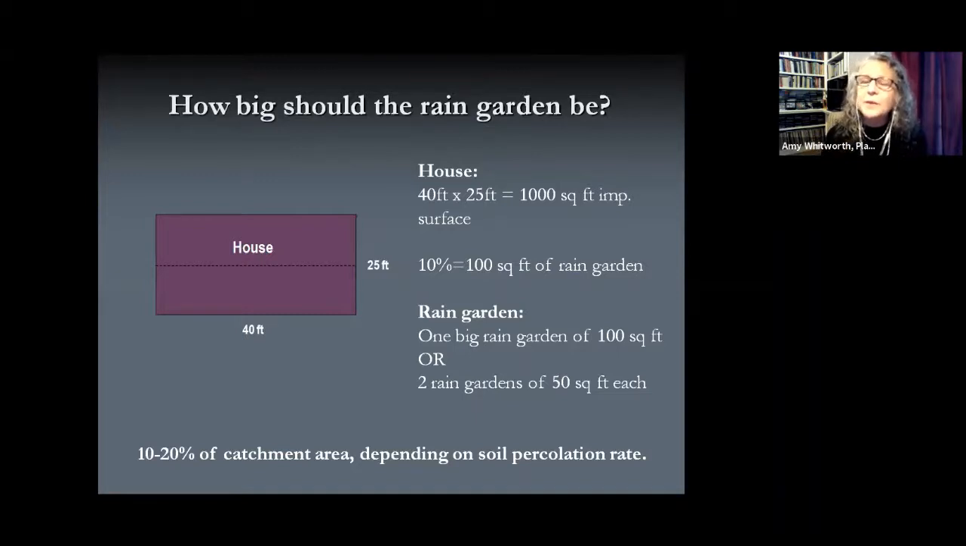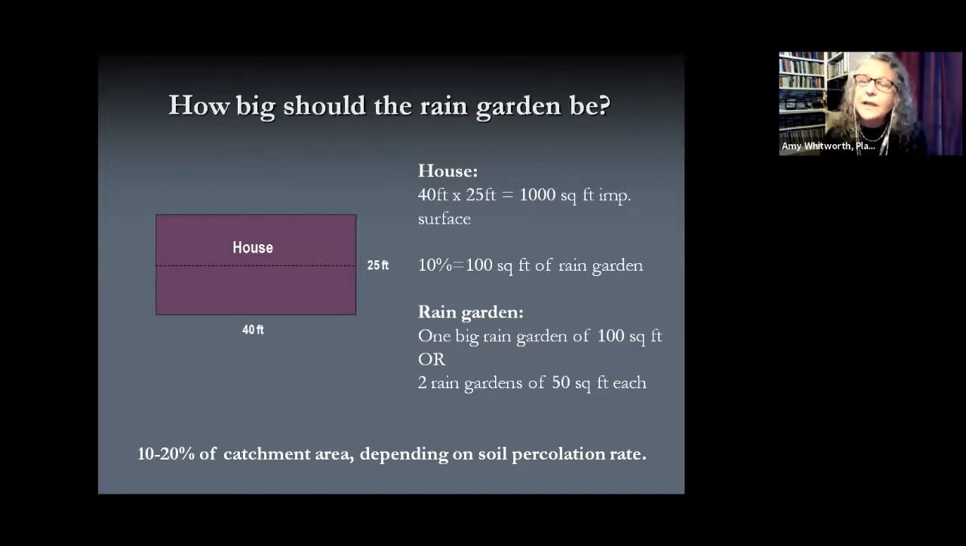I think as properties get smaller, it becomes trickier to find places that are appropriate for rain gardens on the site. I find in my own practice that it can be challenging to fit these rain gardens in, and oftentimes they tend to be kind of narrow and long and along the edge of a bed. That's just one way to think about it.